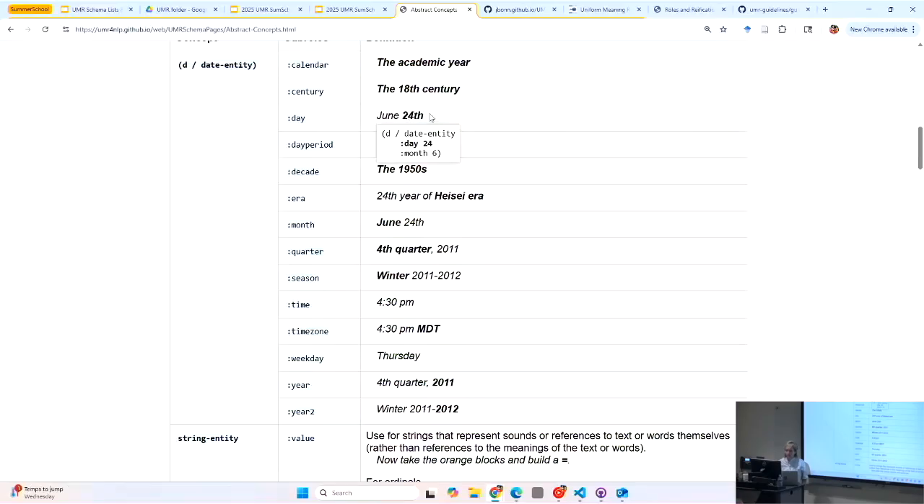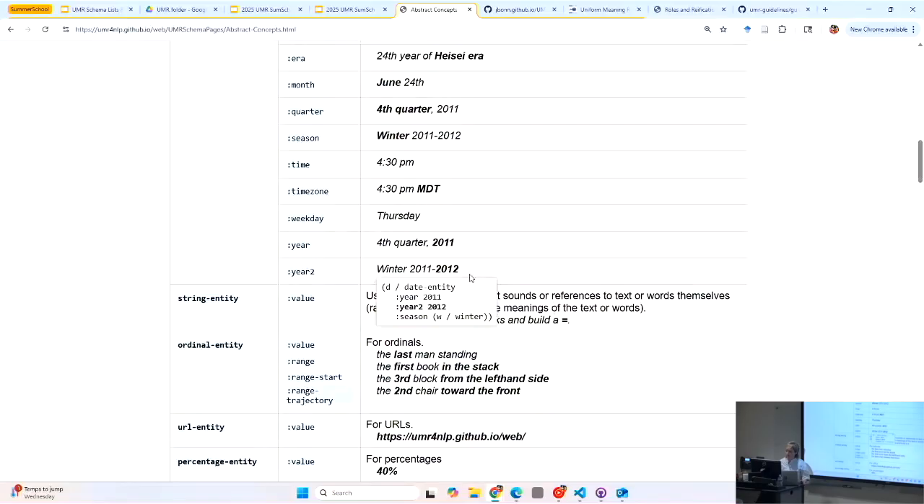Dates, you also put the number. Months, you use the number, unless you're using a calendar that doesn't number their months, then you can put a concept. Eras, decades, day periods, quarters. Oh, and then year 2, everybody says, what's year 2? It's like this. If you have a span of years, then you can have a single date entity with 2 different years in it.